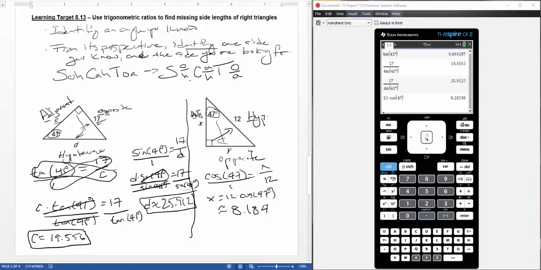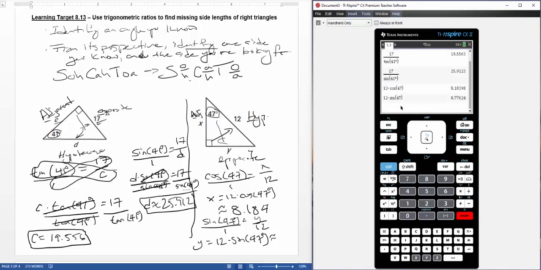Do the same thing. Let's find y. Y from this 47 degrees angle is opposite, and I know the hypotenuse is 12, so O and H is the SO of SOHCAHTOA, or sine. So I know the sine of 47 degrees is opposite over hypotenuse. Cross multiply, you get y is equal to 12 times the sine of 47 degrees, which is about 12 times trig sine of 47 degrees, which is 8.776.